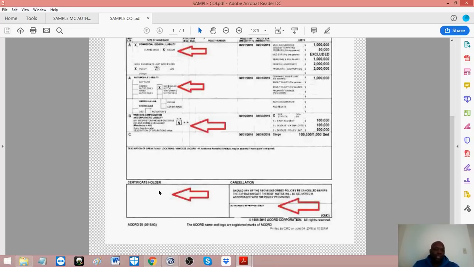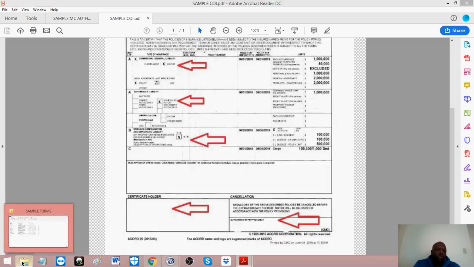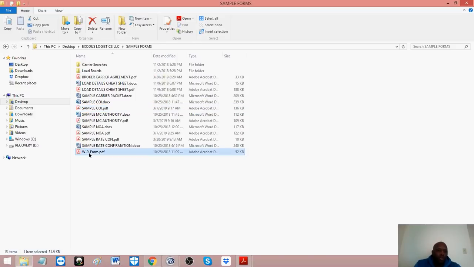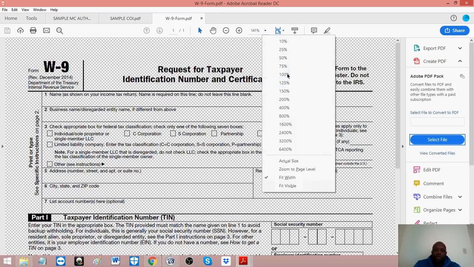So the agent is going to say, okay, well, I just need the name of the brokerage, city, state, and zip, and they'll put that information right there, and they'll say, who do I need to email or fax this to? And again, as the dispatcher, you want to be in the middle of that. So you say, just email it back to me. That way you have a paper trail and you're in the middle of that. You've got a copy of it, and then you send it on back to the broker. Okay? So the 3 forms, again, are the W-9, the certificate of insurance, and the MC authority letter.